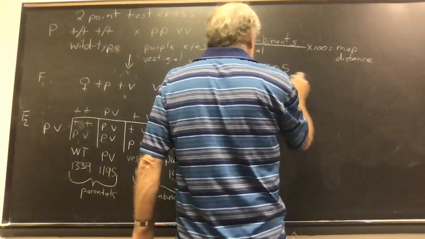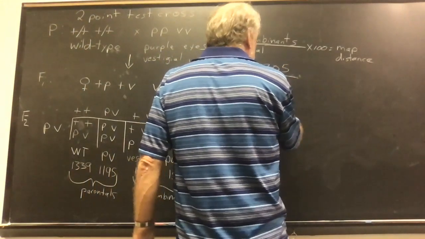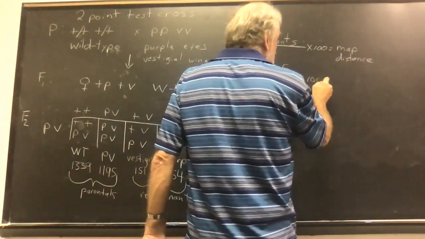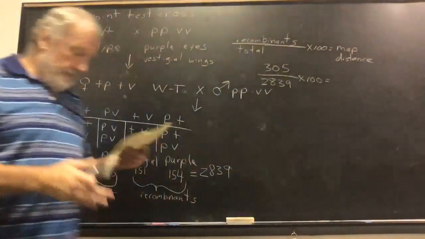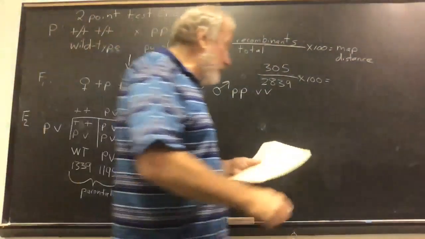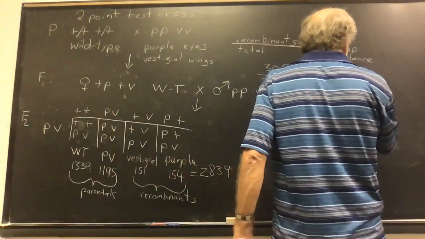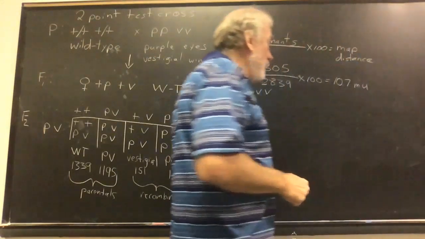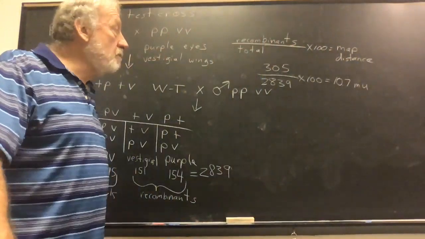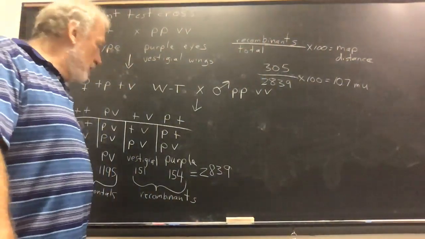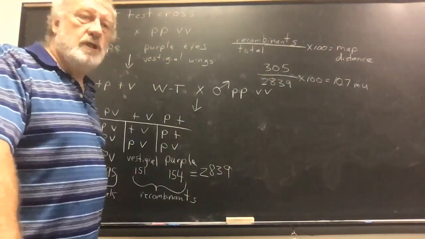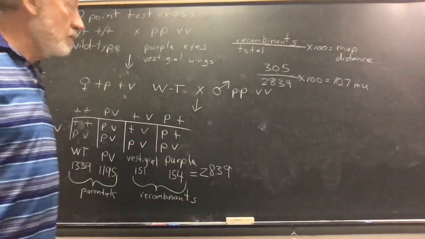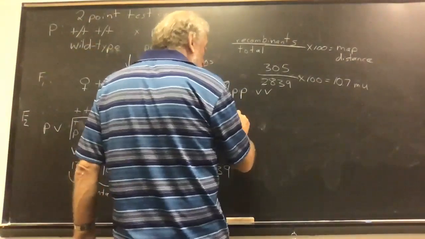305 divided by 28, 39 flies times 100 gives us 10.7 map units or centimorgans apart. So that means there's about 10% or almost 11% recombination between the purple and vestigial genes. So then our map itself looks something like this.